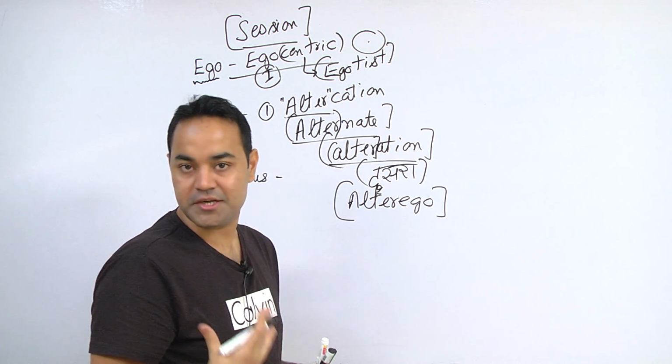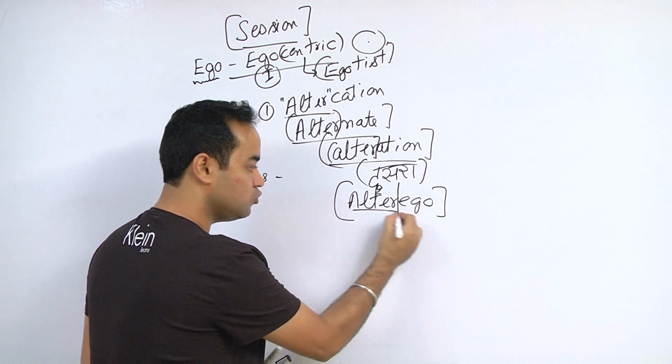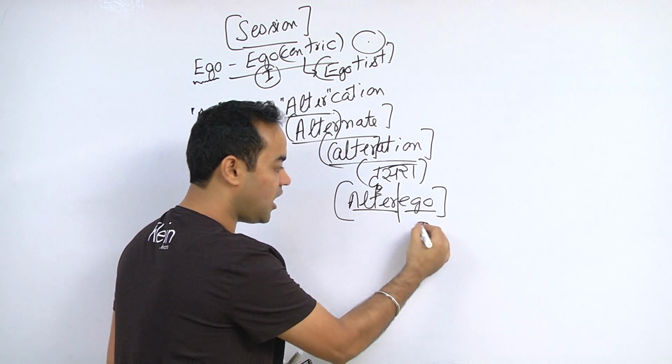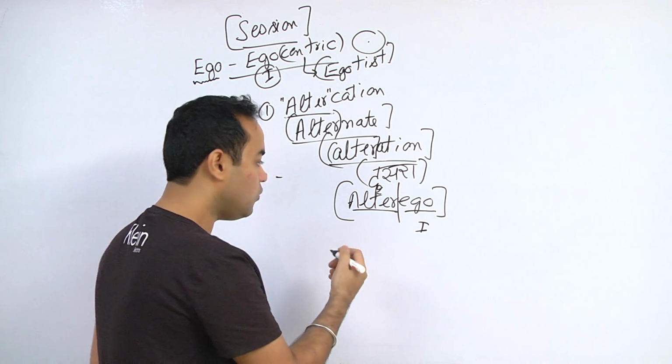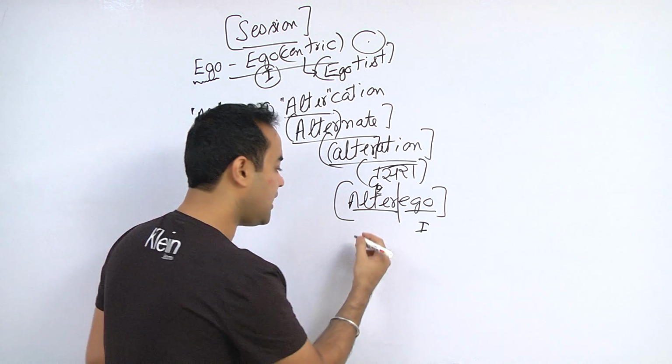Another important word, which is one of my favorites again, is called alter ego. Alter means dusra or other, and ego means I. What do you mean by that? Does it mean dusra I?